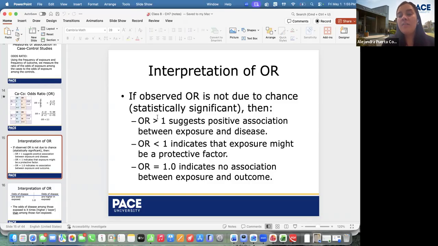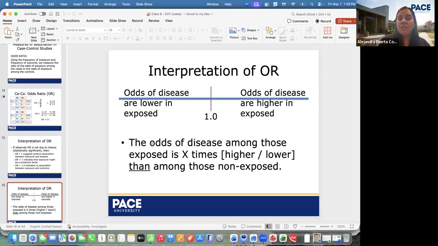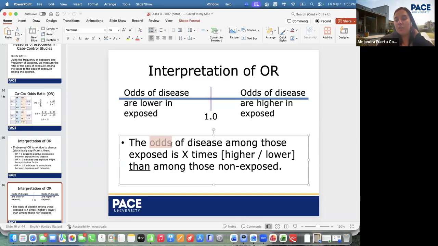Can you say that if you have an odds ratio of more than 1, you have a risk factor? No, because you are not attributing risk. You cannot say that there is a risk factor when you cannot even measure the risk, right? You can measure the odds. So how do you interpret that?